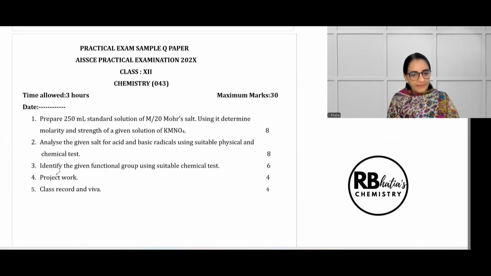So then the third question is going to be: identify the functional group using suitable chemical test, or here there could be any content-based experiment depending on what you've done in school. It could be chromatography, or it could be based on thermochemistry, or any other experiment that you've done, right? And then we have, as I spoke, project work, class record, and viva. This together is going to be 4 plus 4 marks for presentation, for a good choice of the topic, good content, and along with that, viva. So basically, this total is going to be for 8 marks.